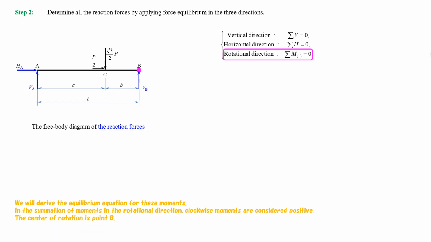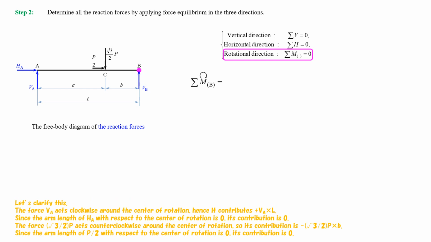We will derive the equilibrium equation for these moments. In the summation of moments in the rotational direction, clockwise moments are considered positive. The center of rotation is point B. Let's clarify this. The force V acts clockwise around the center of rotation, hence it contributes plus V multiplied by L. Since the arm length of HA with respect to the center of rotation is 0, its contribution is 0.